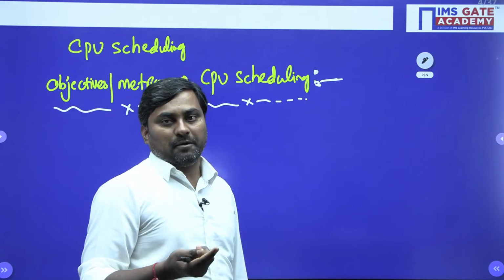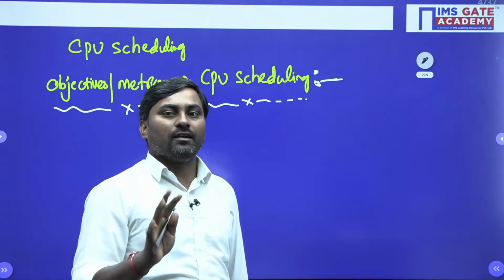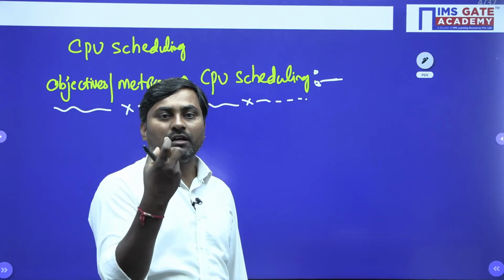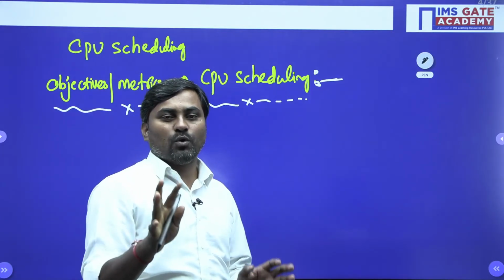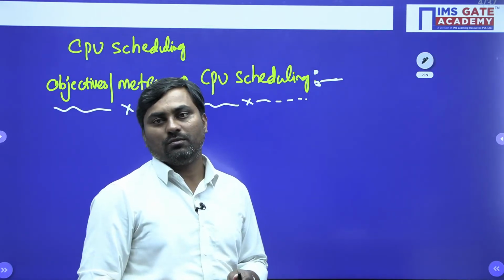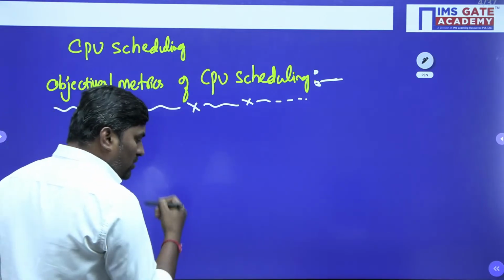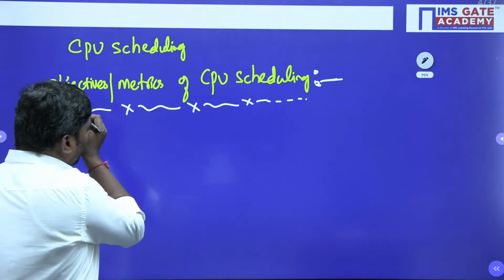But the point is that, whatever policy you apply, you have to keep some metrics, some measuring points or objectives, that need to be kept for the selection criteria and decision making policies. So what are these objectives? The first objective, please understand.